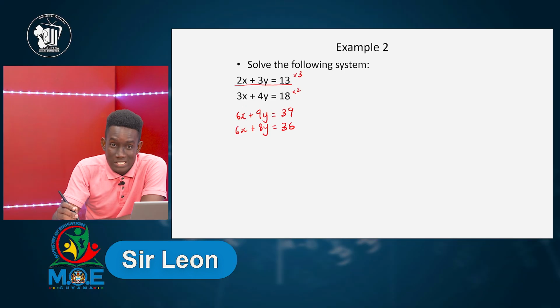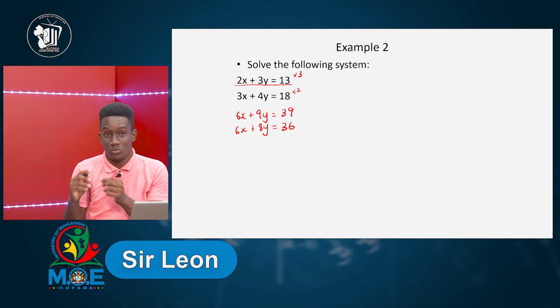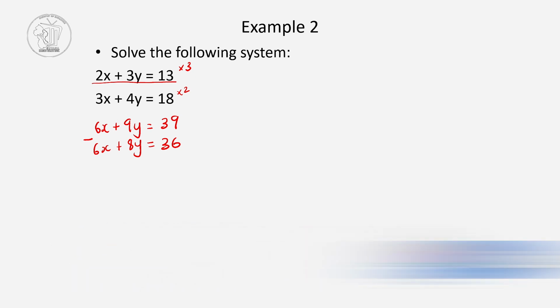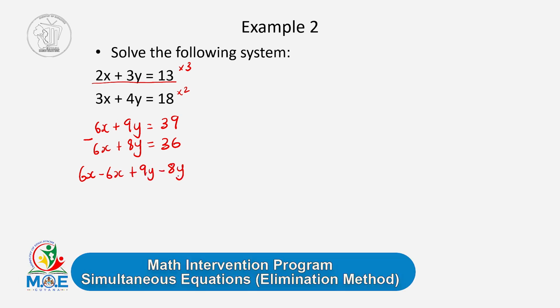So 6x and 6x, what can we do to make that 0? We subtract. So we subtract the like terms in both equations. We'll have 6x subtract 6x plus 9y subtract 8y is equal to 39 subtract 36. Hence 6x subtract 6x will give us 0, so that would go. 9y subtract 8y will give us 1y, which is the same as y. That is equal to 39 subtract 36, which is 3. So y is equal to 3.